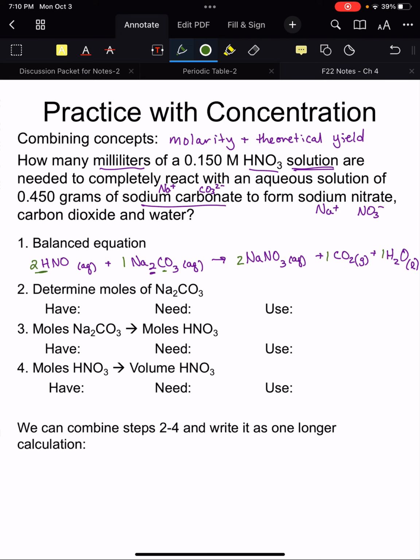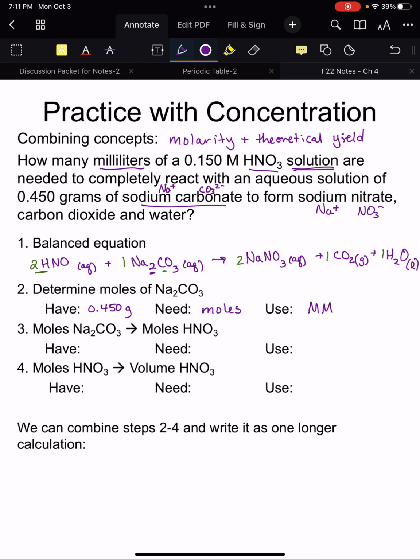Okay, so let's think about what's going on here. The first thing we're going to do is figure out how many moles of sodium carbonate we need. How do we do that? Well, we have the molarity of the HNO3. For the sodium carbonate, what we have is 0.450 grams of it. We need the moles, so we're going to use the molar mass.